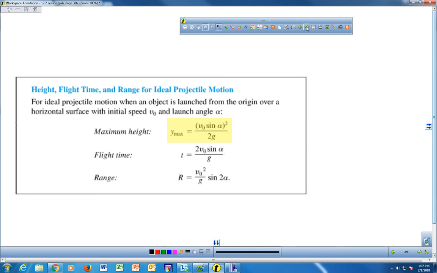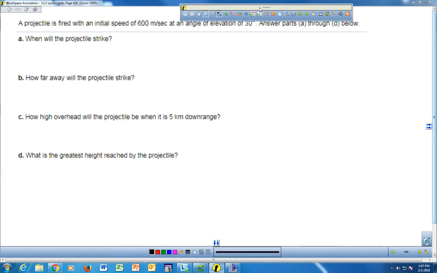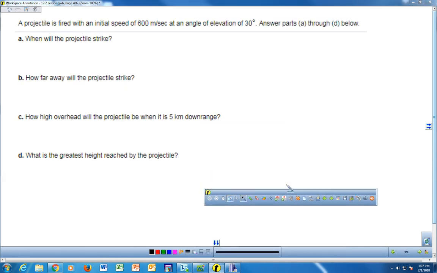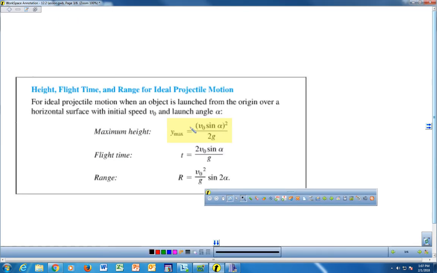All right. Let's start with this problem here. It says a projectile is fired with an initial speed of 600 meters per second at an angle of elevation of 30 degrees. Answer parts A through D below. When will the projectile strike the ground? That would be basically the flight time. How long is it going to be in the air? That's what it's asking. And the flight time is given by this formula.